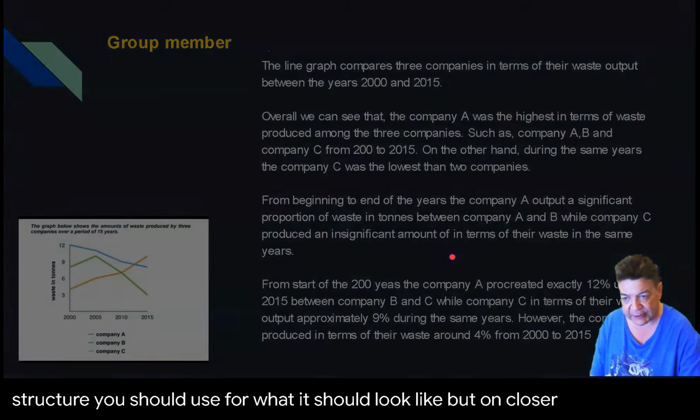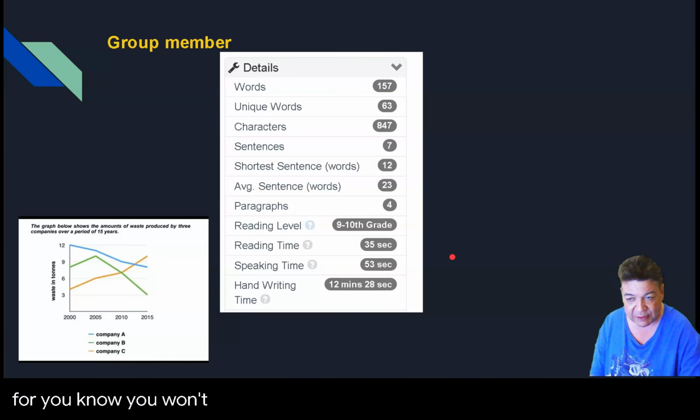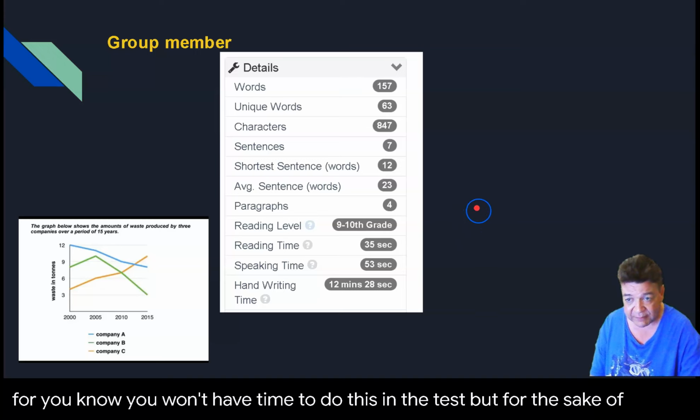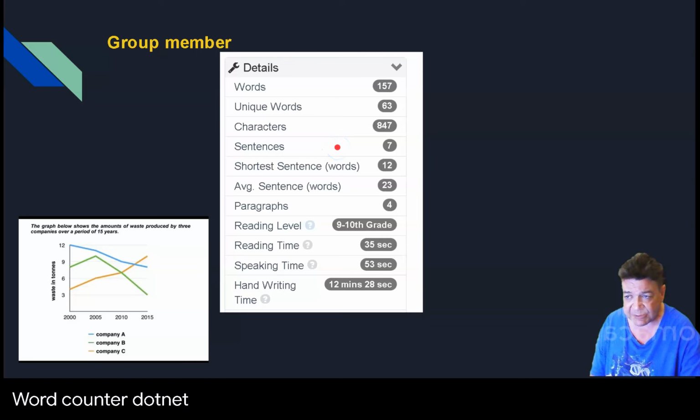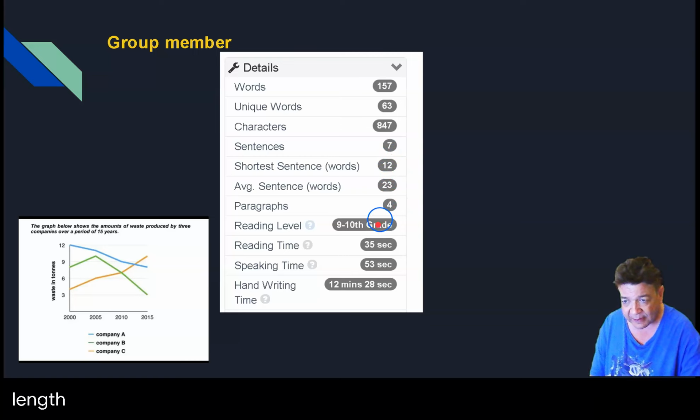But on closer inspection, you won't have time to do this in the test, but for the sake of analysis here, I've dumped this into wordcounter.net, a free website, and it tells me 157 words. Fine, perfect. 63 of those were unique. So the other 94 were repeated. Okay, 7 sentences. 1 sentence was 12. Average sentence 23. That's a good length. 4 paragraphs. Yes. Takes you 12.5 minutes to write it.